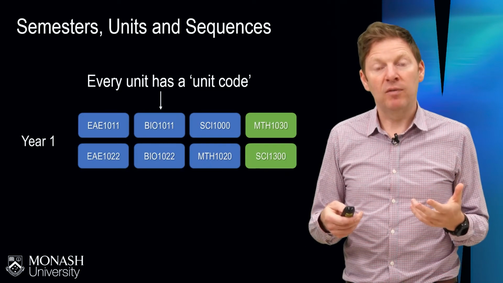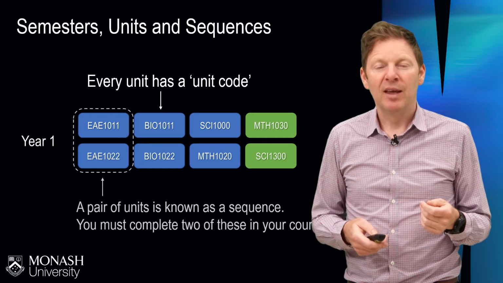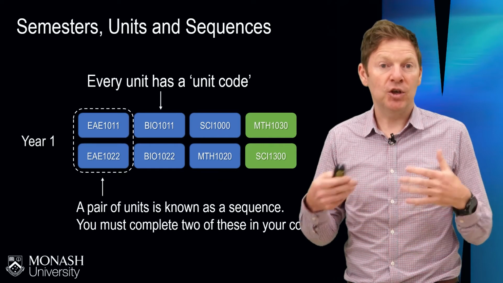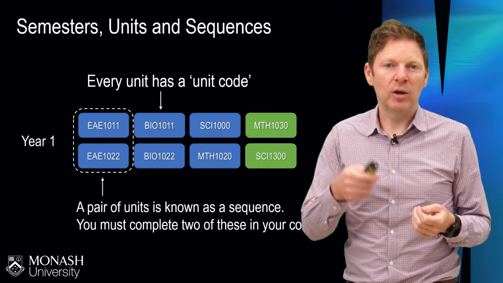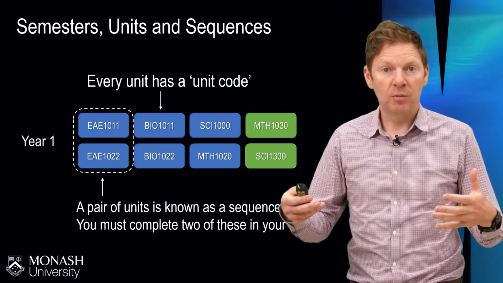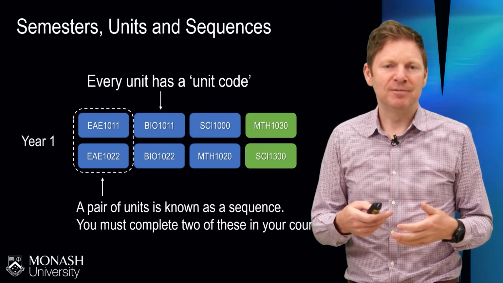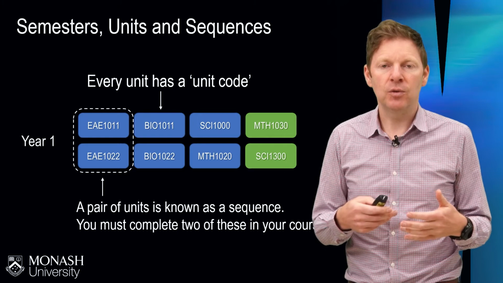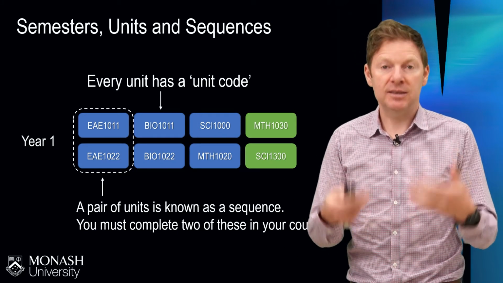In this example of a first year enrolment, you can see a few sequences, as I was talking about before. So every single unit has a unit code, and in this example here you can see I've got EAE 1011 and 1022. So that's our Earth, atmosphere and environment, where they talk about geology and the atmosphere and quite a range of different things to do with the Earth, atmosphere and the environment. And together, collectively, they form a sequence.